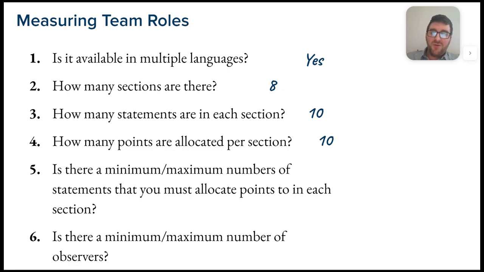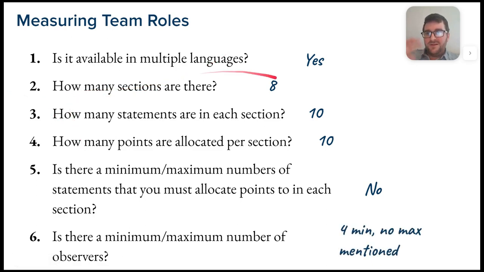Is there a minimum or a maximum number of statements that the person completing it must allocate points to? No. So they can leave out many statements if they want to, or they can allocate points to all of them. And is there a minimum or maximum number of observers who should do the OA, the observer assessment? Yes, 4. 4 minimum, no maximum. But that's for the next section, really. So for the SPI, the self-perception inventory, there are 8 sections with 10 statements each, and 10 points are allocated in each section.